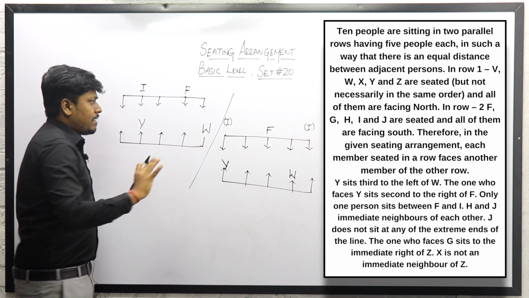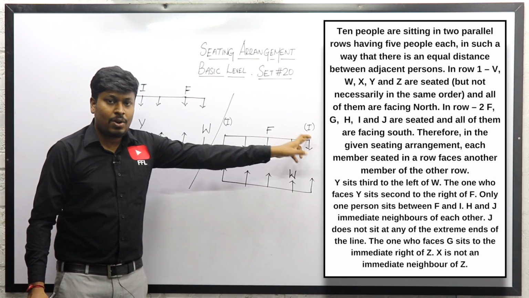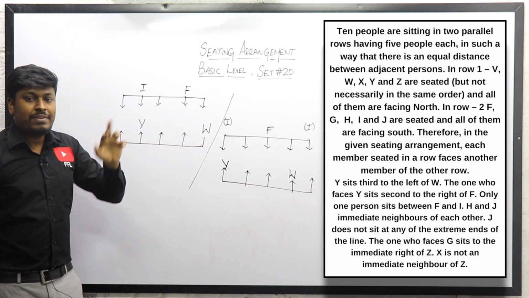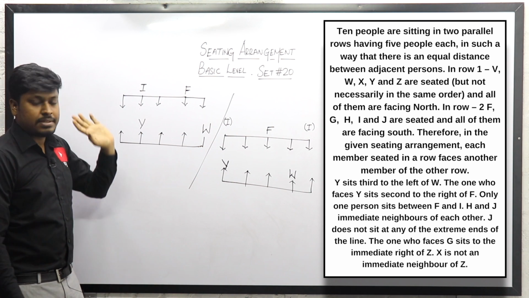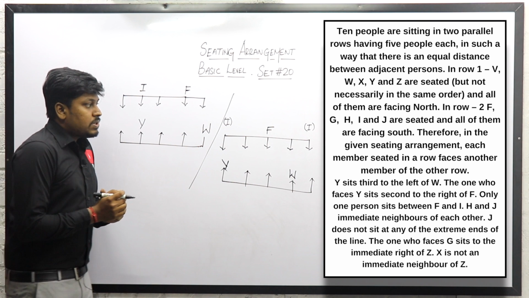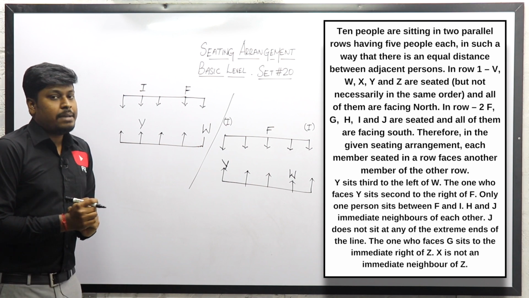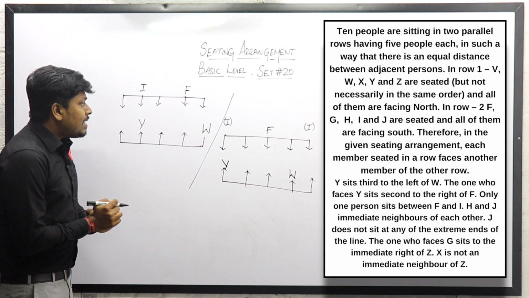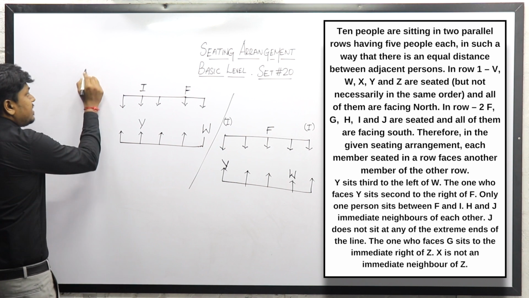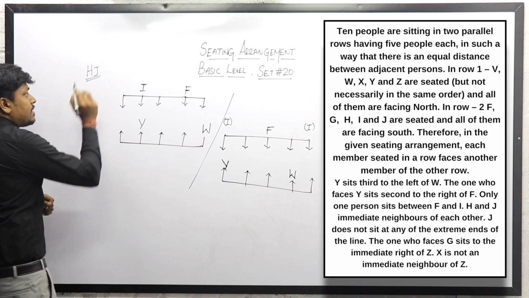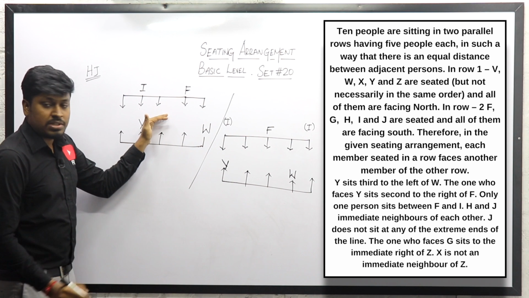Understood? But anywhere we can surely say that I should be placed here, or else I should be placed here. So between F and I, there should be a gap of one person, right? Okay. So H and J are immediate neighbors of each other. So what they are saying is the persons H and J are immediate neighbors, right? So let me move on to this first possible diagram.